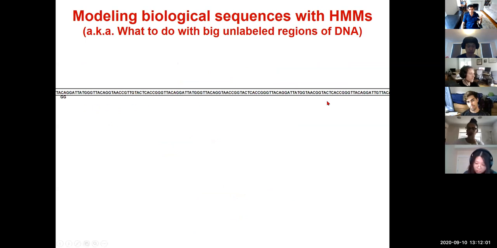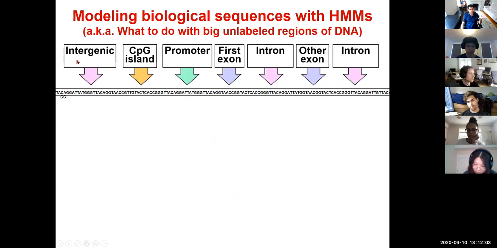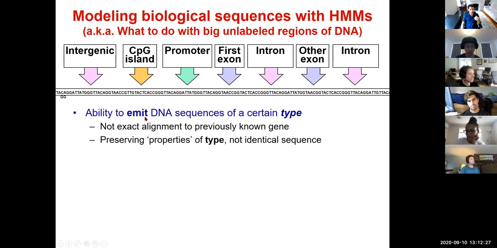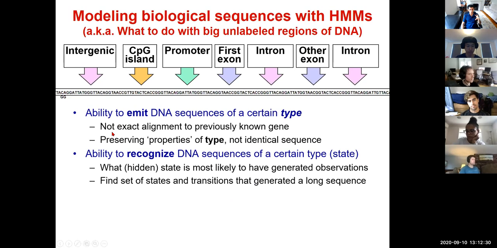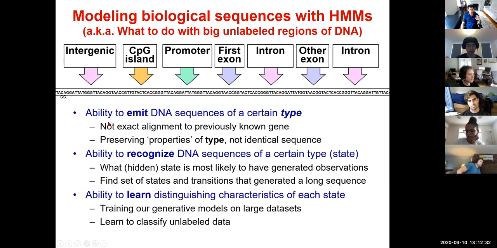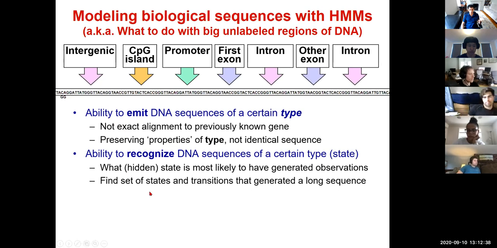So if I have a DNA sequence, I would like to know that perhaps there are different classes of functional elements in the DNA. A class of functional elements could be promoters, and maybe promoters have particular signatures that I can recognize. And maybe introns have other signatures, and CpG islands have other signatures. So the question is, what do you do with a big unlabeled region of DNA? So the three components, the three tools that HMMs are going to allow us to do is how to emit, how to recognize, and how to learn the distinguishing characteristic of each state.